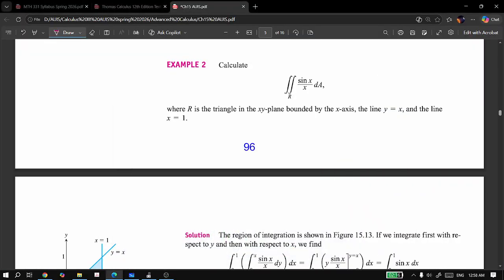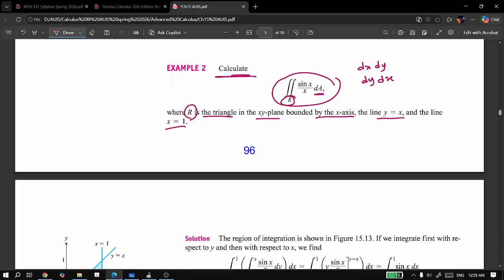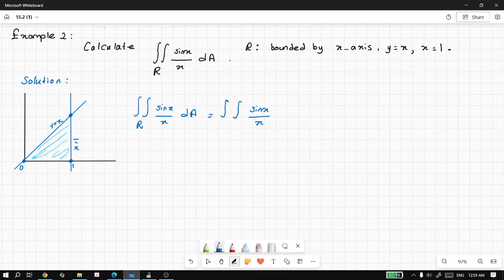Now we are moving to example 2, which requires us to calculate this double integration that is given here. It is given in general form. It says over the region that is given to you, which is the triangle in the xy plane bounded by the x-axis, y equal to x and x equal to 1. So the base of this object is the same base as we had in the first example. Here it is written as dA, so we are free whether we use dx dy or dy dx. Let's see how to solve this double integration.